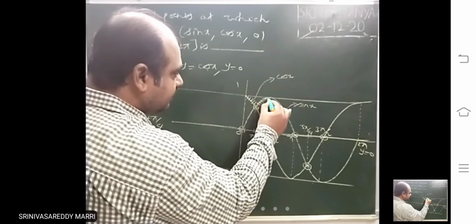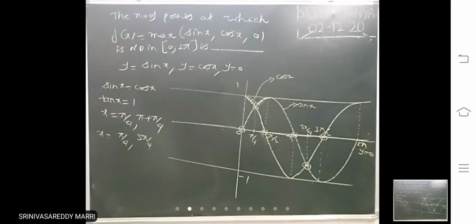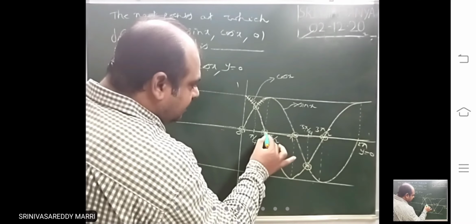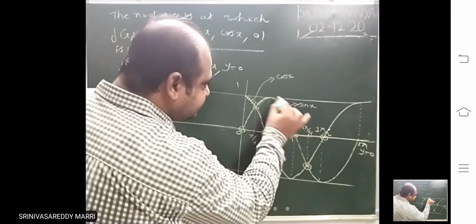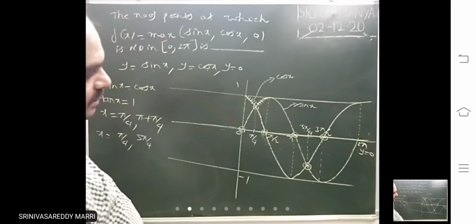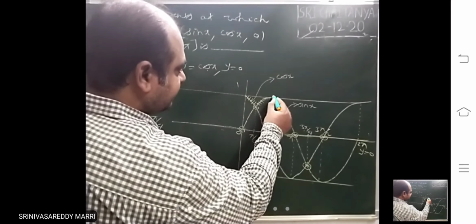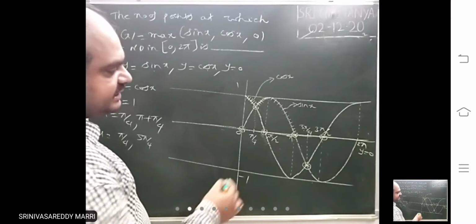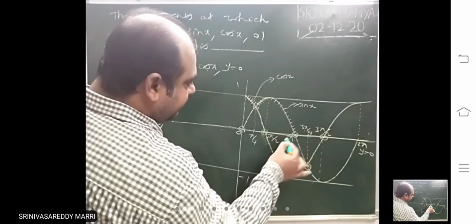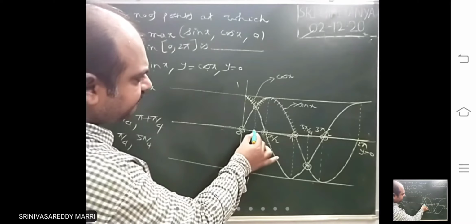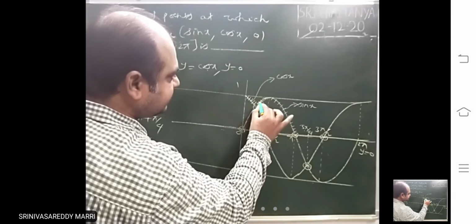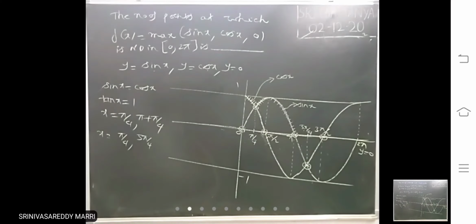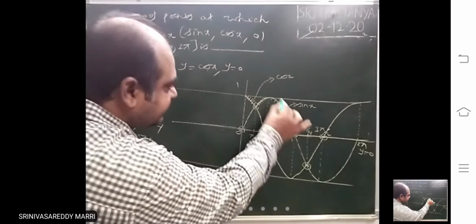Dotting, look at, I have dotted. So next is pi by 2 to pi. Cos x is below, this is the line, and sin x is more. So that means we can say this is the one. From pi by 2 to pi, this is the one. That means we can easily say, from pi by 4 to pi, this is the maximum.